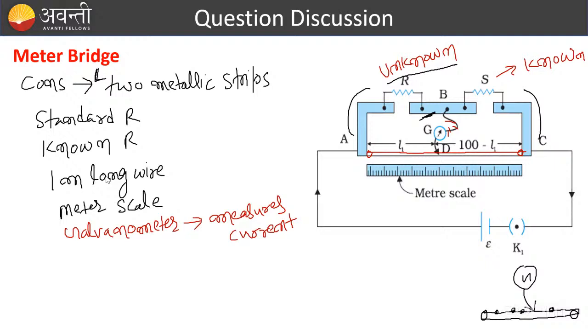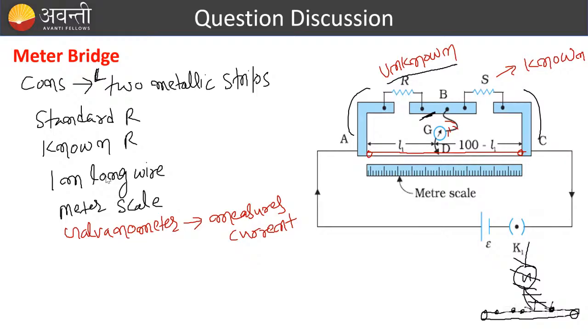So we will move it on this wire and at a certain point, suppose let's say here, when we brought the brush here, we got no deflection in the galvanometer. What does it mean? It means that no current is flowing through the galvanometer. And when no current is flowing through the galvanometer, this circuit will look like a balanced Wheatstone bridge.